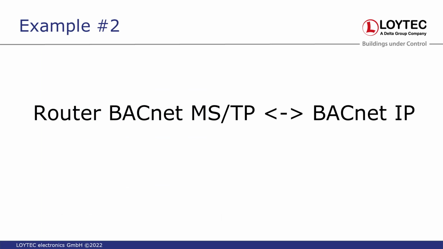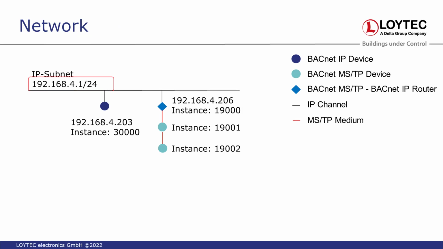Example number 2. Selected LOYTEC devices can concurrently communicate via BACnet MSTP and BACnet IP. When both of these ports are activated, they automatically also act as a router between MSTP and IP. We're now taking a look what problem in this regard can occur in the network and how to solve it. Let us assume we have this IP subnet 192.168.4.1. On the right side, we have a BACnet MSTP to BACnet IP routing device with the IP address 192.168.4.206 and the instance number 19,000.